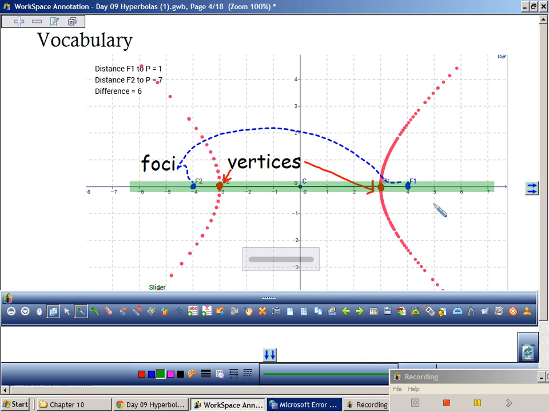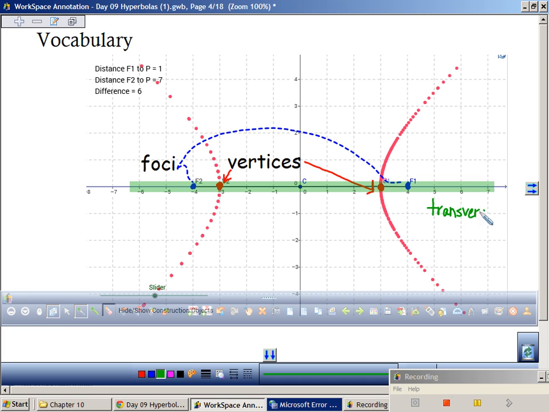Okay, this is called the transverse axis. Can somebody tell me what the axis was called on the ellipse? Let's compare and contrast. So the transverse axis is actually called the what axis on the ellipse? The major axis. So we don't call it major and minor anymore. We call it transverse, and transverse means to go through. Kind of like if you forget which one's which, what's the transversal?